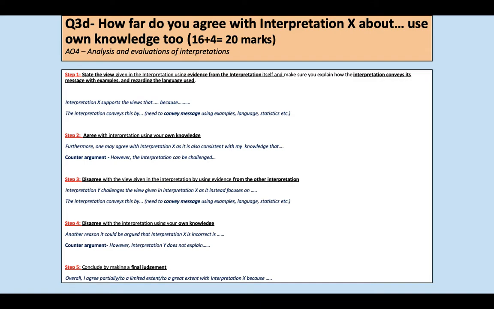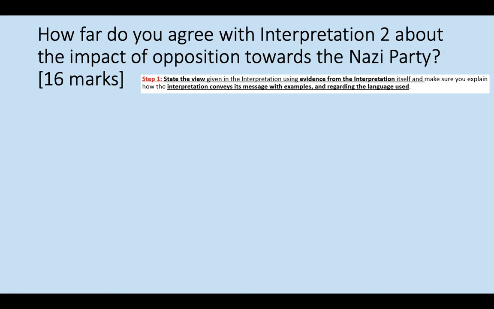So I'm going to show you how to write the first paragraph and the second paragraph. You're then going to write the third paragraph, fourth paragraph, and a conclusion. So let's have a look at that. This is the question. How far do you agree with interpretation 2 about the impact of opposition towards the Nazi Party? And remember, we're at step 1 here. So the first paragraph is state the view given in the interpretation. Well, let's start off with that straight away.